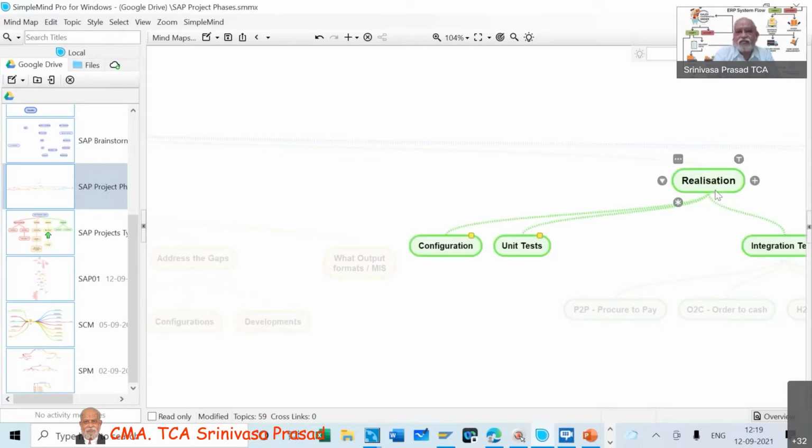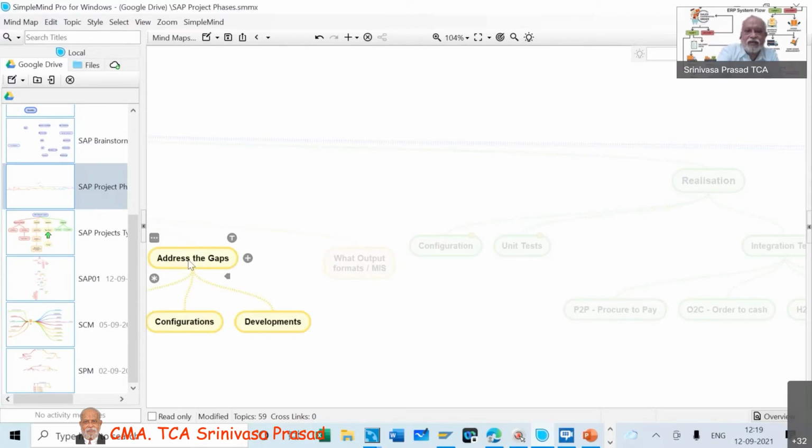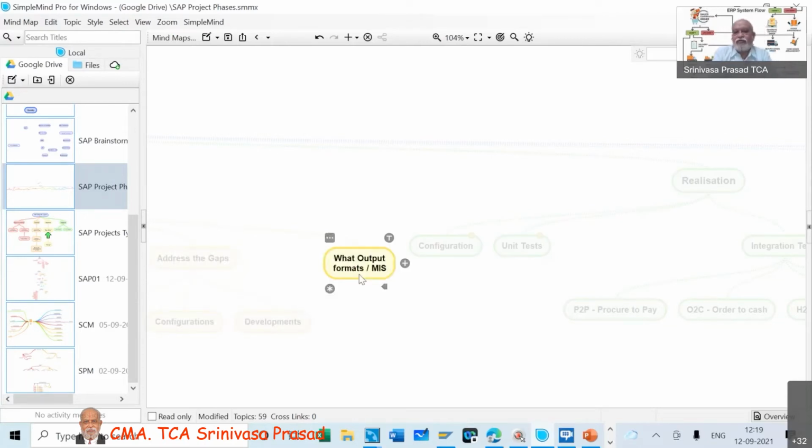And the realization phase is nothing but, we forgot one thing: what all the MIS and output formats will be there in the blueprint, that we will have to have a look at to find out. We were talking of MIS, we were talking of decision making and all, whether everything will be available, we will have to look at it.